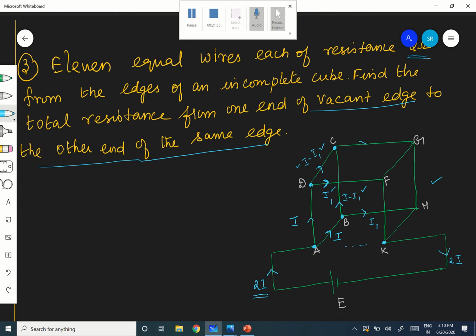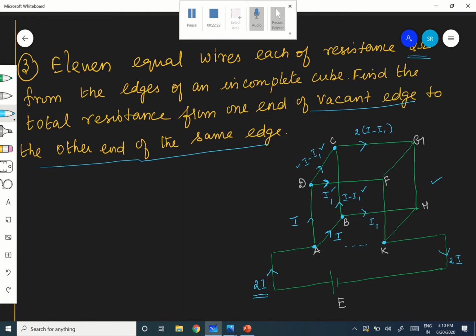Therefore the current along CG, the same current should leave C, na. Therefore, it should be 2 into I minus I1. I am doing nothing else, I am only applying the first rule, Kirchhoff's first rule. That's all. Okay? Fine. Now what you have to do?